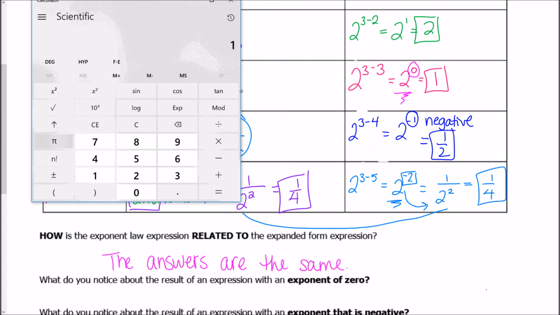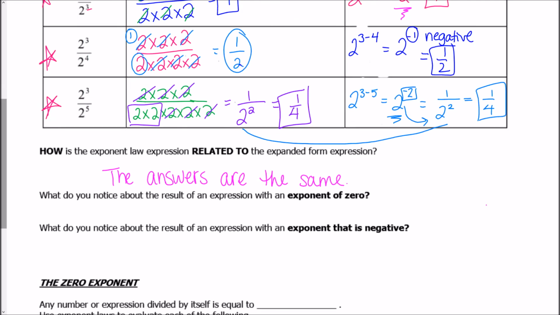I'm going to take pi, raise that to the power of 0. I end up getting 1. I'm going to take negative 72, raise that to the power of 0, and I still get 1. So it doesn't matter what number I'm taking to the power of 0, I'll always get 1. So I want you guys to write down, please: the answer is always 1. Always, always, always 1. Okay?